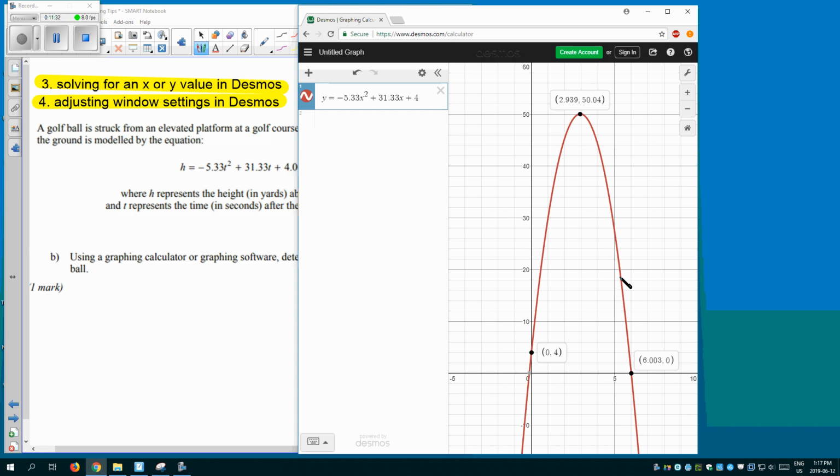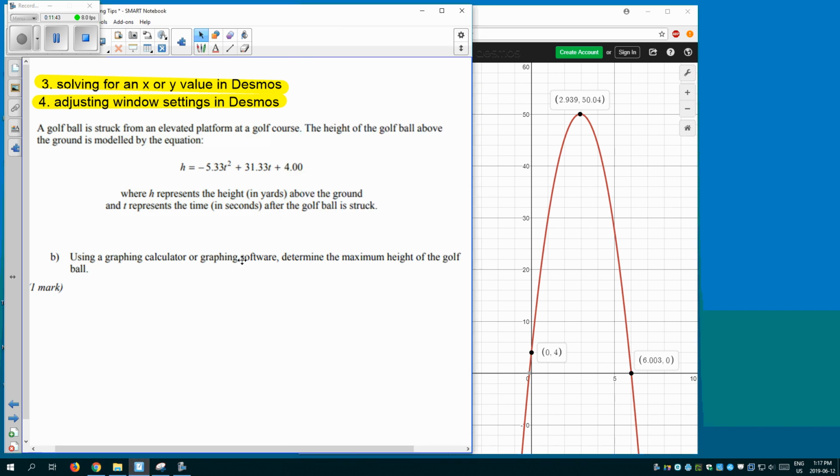Okay, so we have been able to adjust window settings in Desmos, and we've been able to solve for what they were looking for. Going back to our question, it says using the graphing calculator or graphing software, determine the maximum height of the golf ball, and the maximum height of the golf ball was 50.04. And then it's a good idea to read the question, 50.04 what? 50.04 yards. And that would get you full marks on that answer.